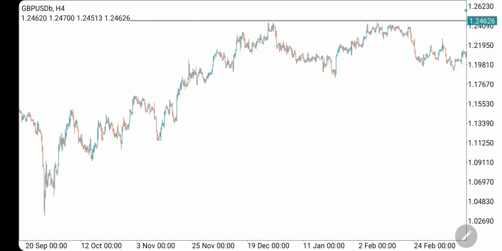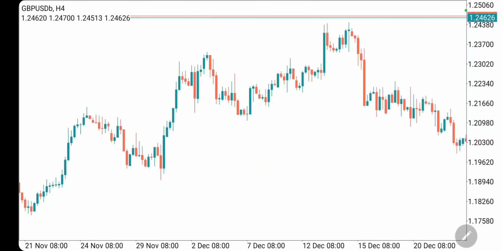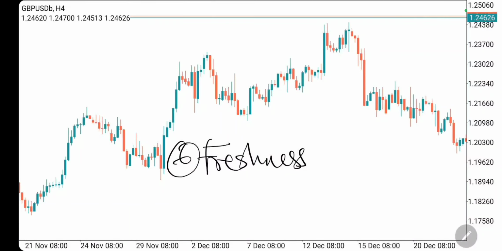All right. So the final, but not the least, in terms of what determines the strength of a zone and hence the probability of success of a zone, is related to the fifth one: the freshness of a zone, or mitigation.